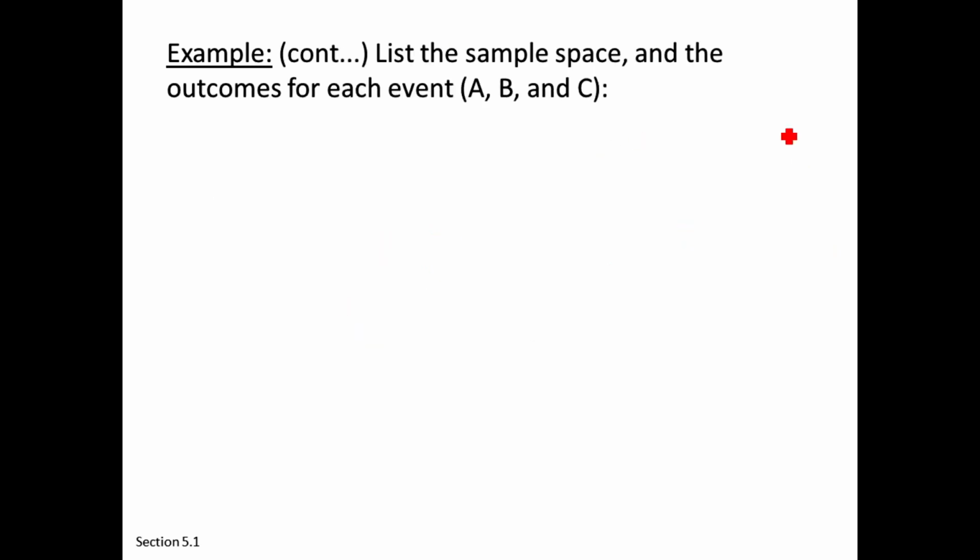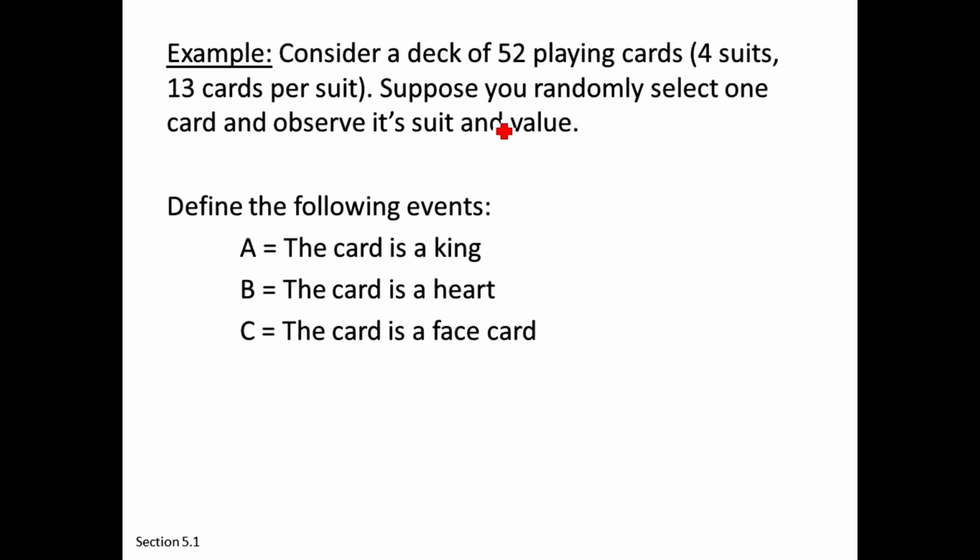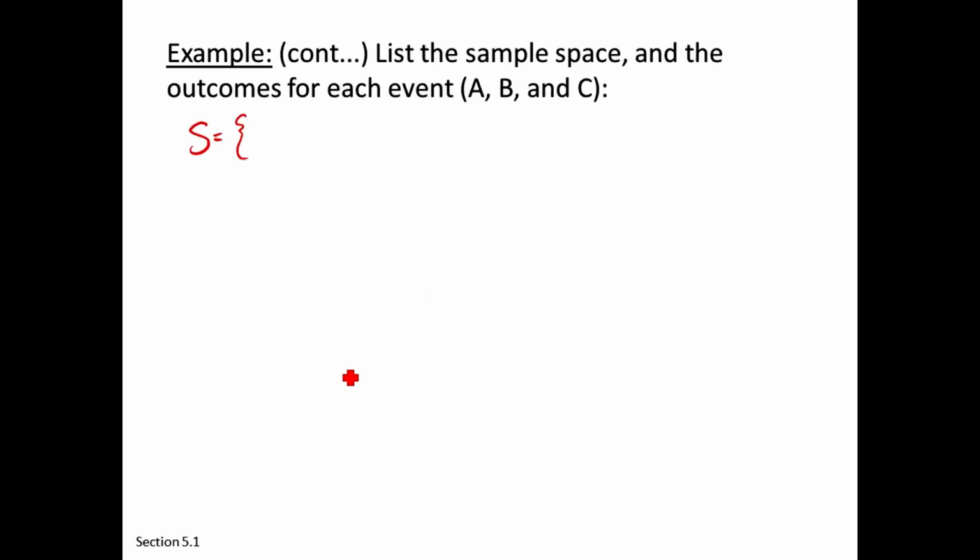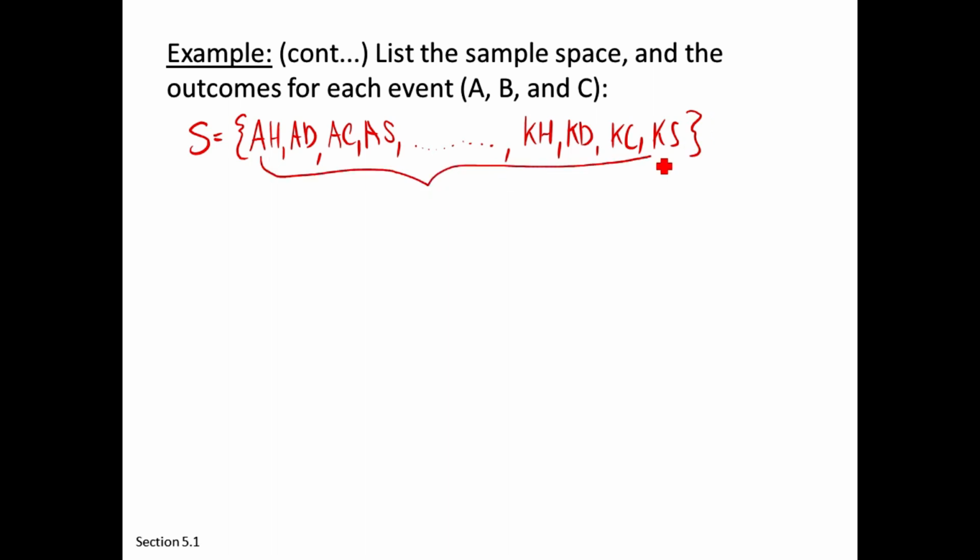What would be the sample space? If we're drawing a card from a deck, how many items are in our sample space? 52. So there's the ace of hearts, the ace of diamonds, the ace of clubs, the ace of spades, all the way up to the king of hearts, king of diamonds, king of clubs, king of spades. Your sample space is going to have 52 outcomes.